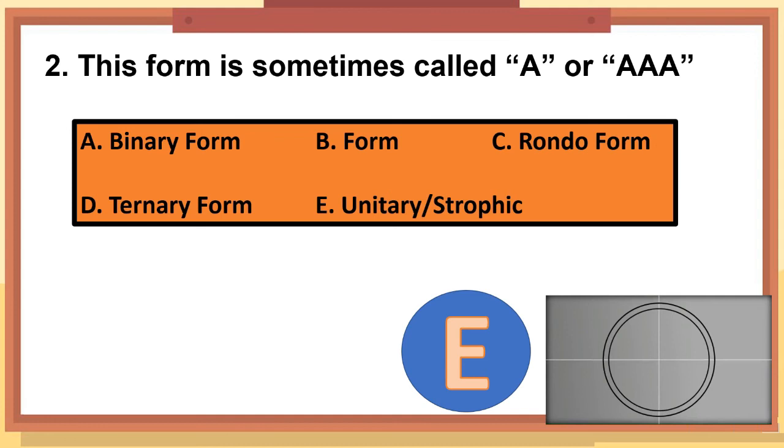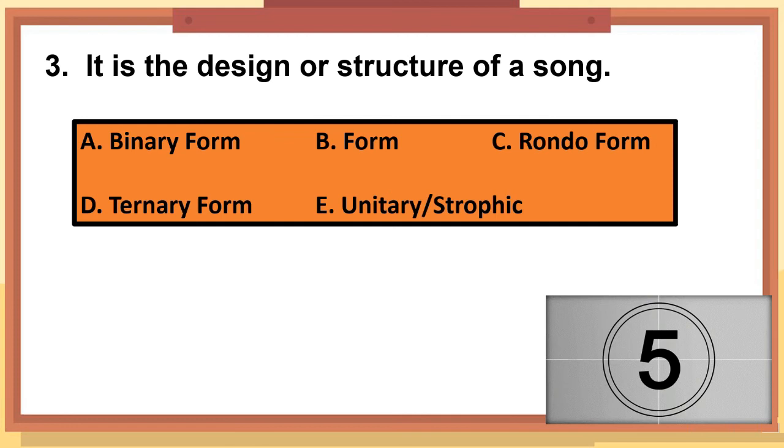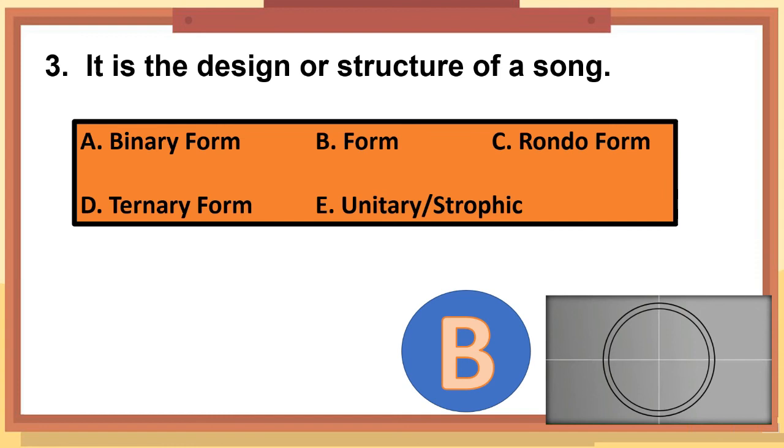It is the design or structure of a song. Choices, letter A, binary form, letter B, form, letter C, rondo form, letter D, ternary form, and letter E, unitary or strophic form. Timer starts now. And the answer is letter B, that is form. Let's move on to number 4.